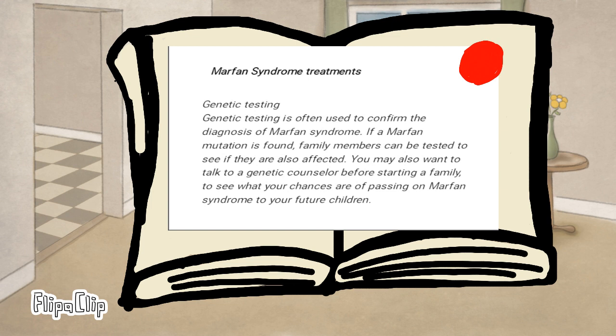Genetic testing. Genetic testing is often used to confirm the diagnosis of Marfan syndrome. If a Marfan mutation is found, family members can be tested to see if they are also affected. You may also want to talk to a genetic counselor before starting a family to see what your chances are of passing on Marfan syndrome to your future children.